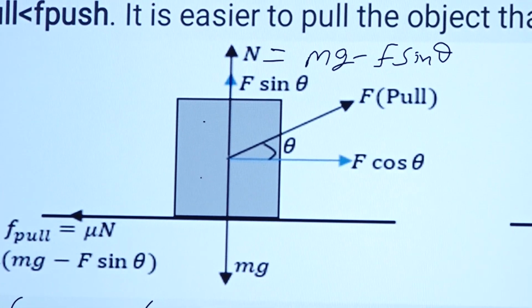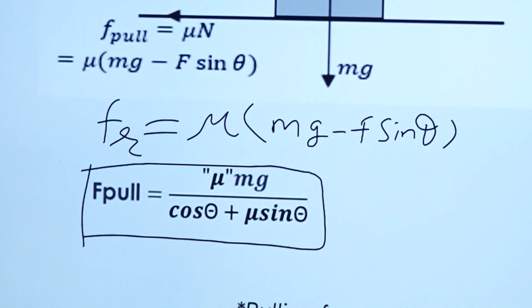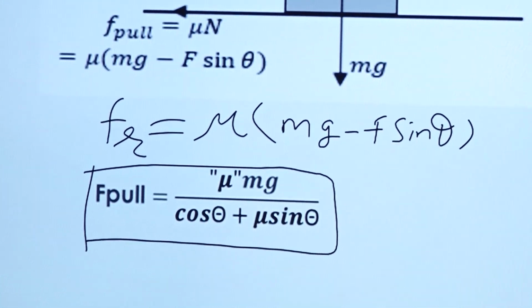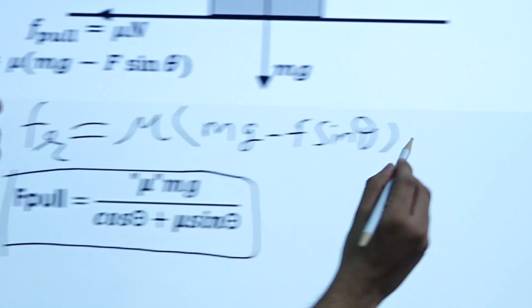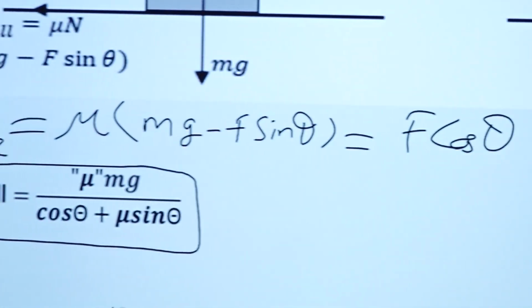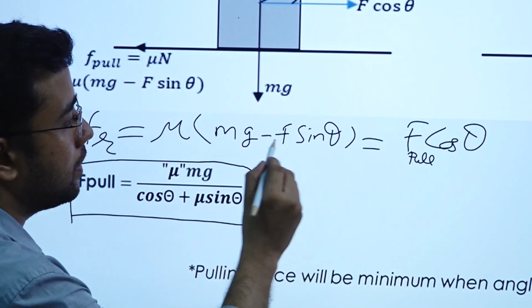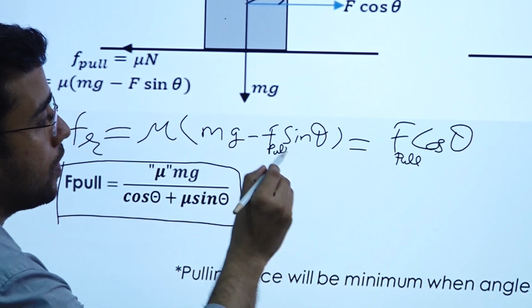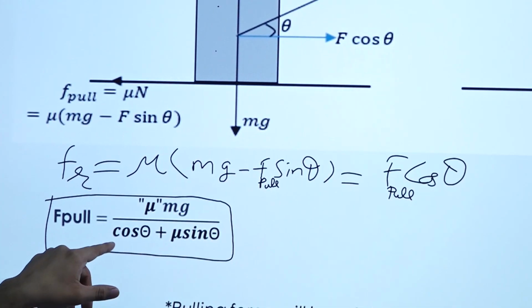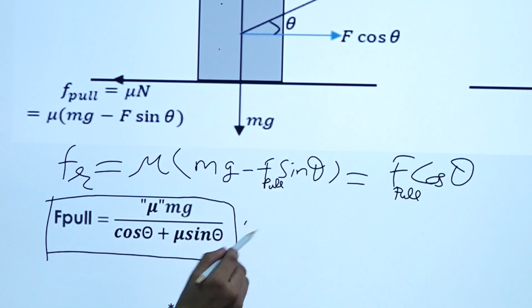So from this equation we can find out the pulling force also, right? So what is the pulling force? You just make it equal to f cos theta, and when you solve this equation you will find out F pull. This F is nothing but pull, right? This is also F pull. Pulling force equals mu mg by cos theta plus mu sin theta, right? So this will be the expression.